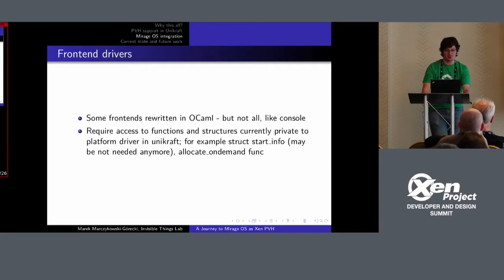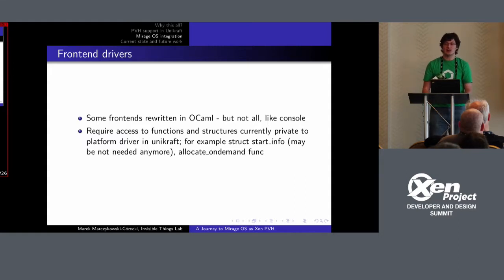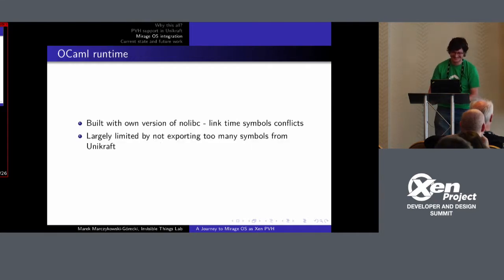Another thing specific to Mirage OS is the front-end drivers. Most of them are written in OCaml, but you still need access to low-level interfaces like the location of the Xen store page, grant tables, event channels and things like that. Right now, it goes directly to the Unikraft Xen platform library. We export more symbols from there, but we need some abstraction for those methods. So that was also fun.